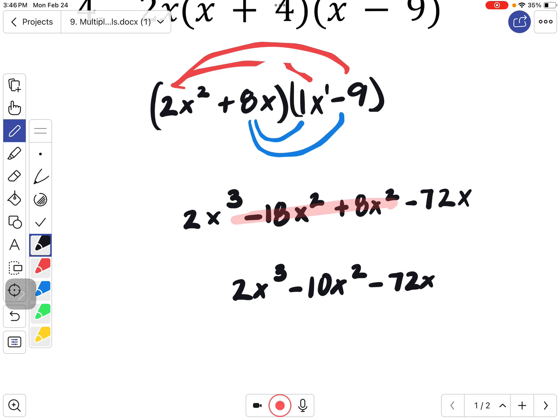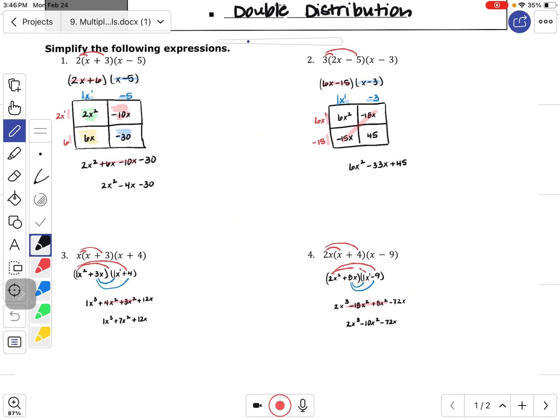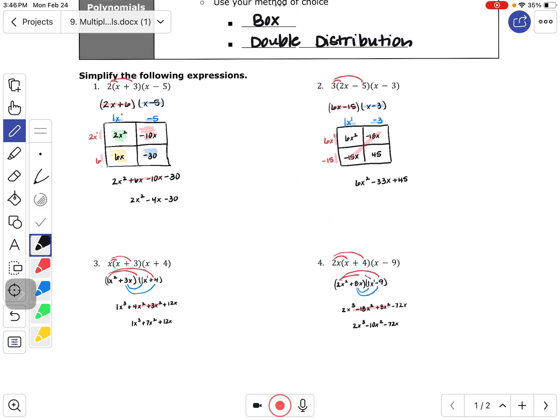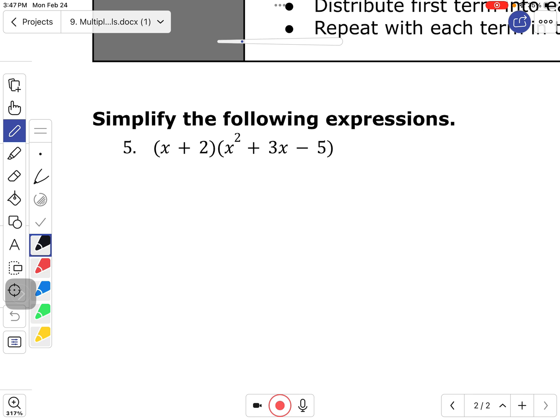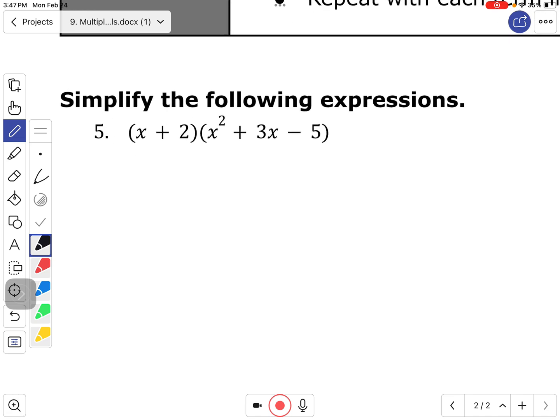So that's how we learned it so far when you only had 2 terms by 2 terms. Now we're going to move on to the next page where you have more terms. You can do one of two things. You can use the box method, or you can do the double distribution. The first one we're going to look at, we're going to use the box method. So let's use that box method.